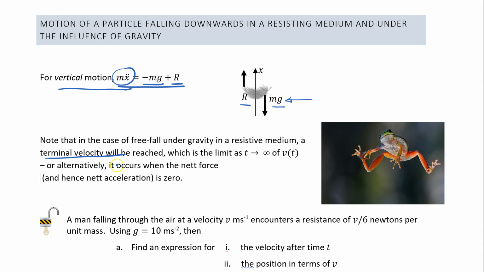Now notice that if we're falling under the influence of gravity in a resistive medium, you'll generally reach a terminal velocity, and the terminal velocity occurs as time tends towards infinity. Whatever the limiting value of v on t is, that's our terminal velocity. You could also think of it as when x tends to infinity, if we've got v as a function of x, or alternatively, from a physics perspective, you have terminal velocity when you have net acceleration of zero, which occurs when net force is zero.